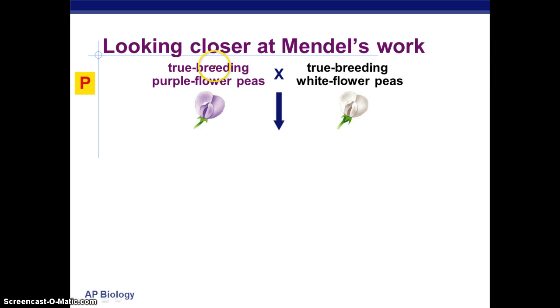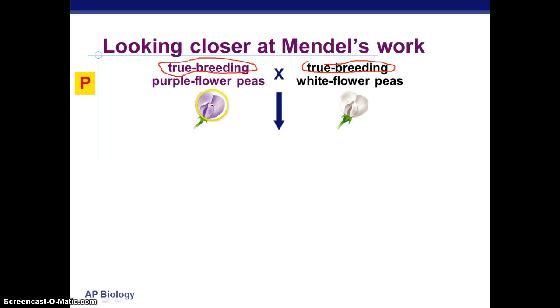So in the cross, he took true-breeding purple-flowered peas. What makes something true-breeding is that if you mate it with another purple flower, it will only produce purple flowers. And then he took a similar true-breeding plant with white flowers. If you mate the white flower with only white-flowered plants, then it will only produce white flowers. That's what makes them true-breeding.